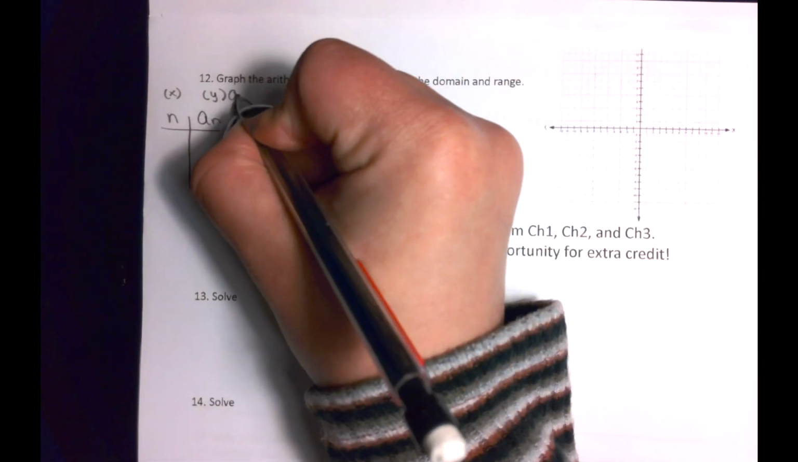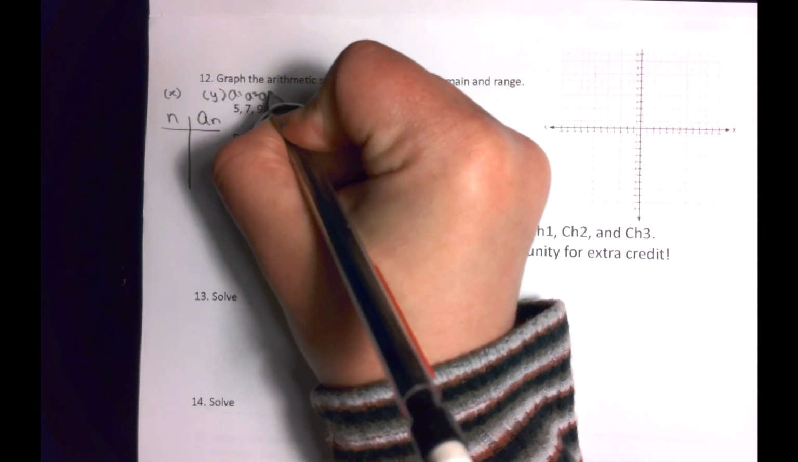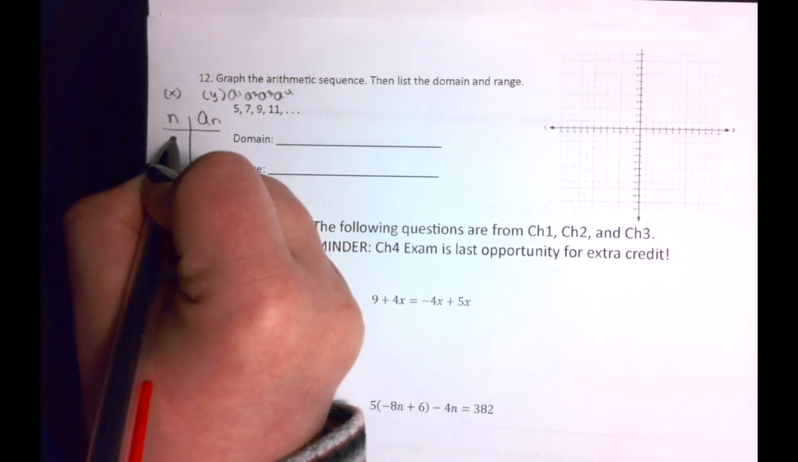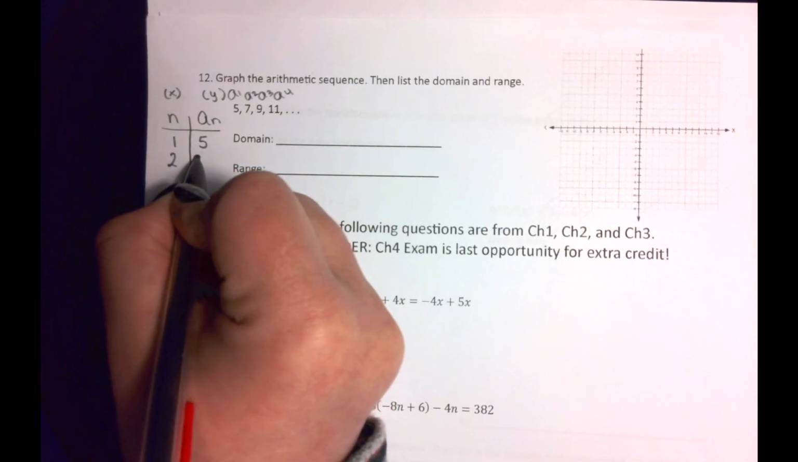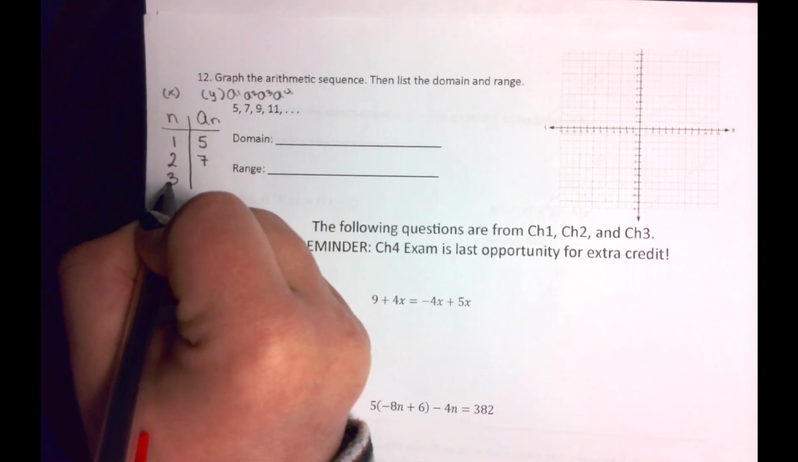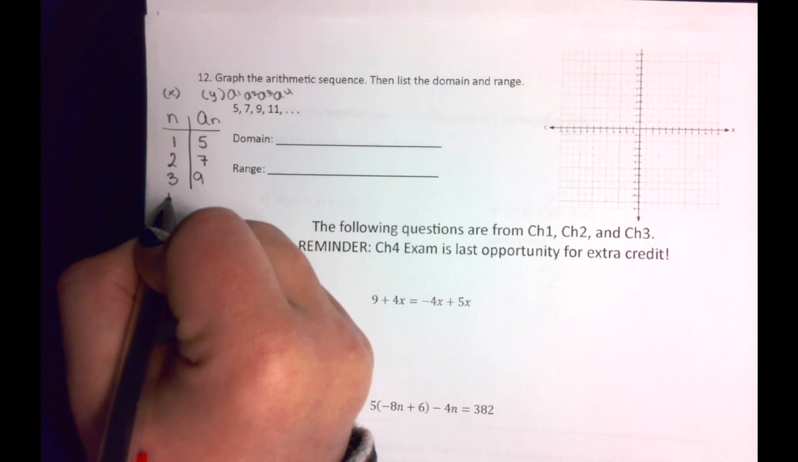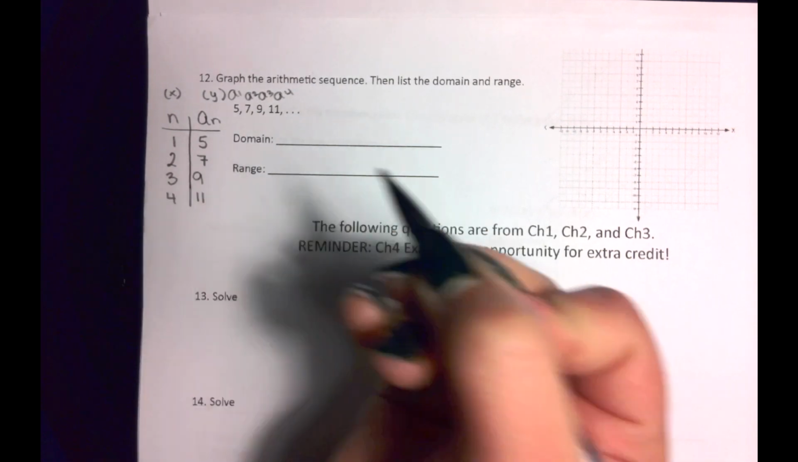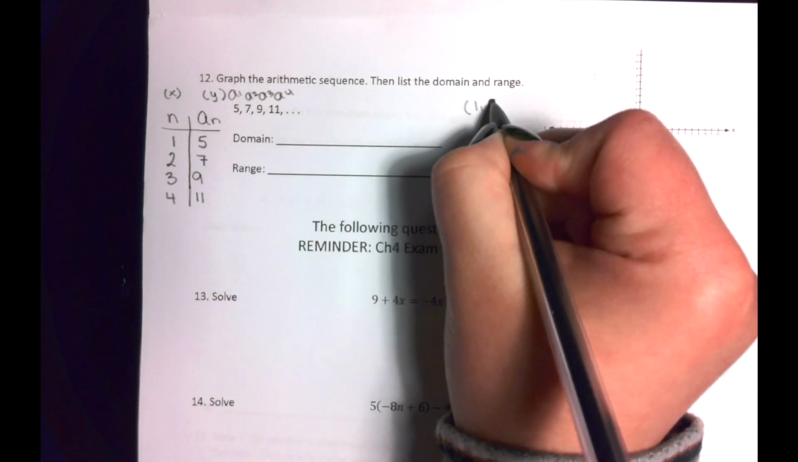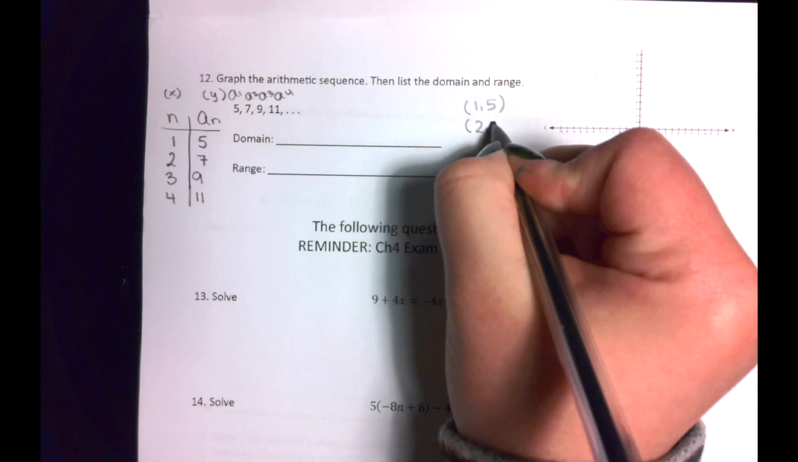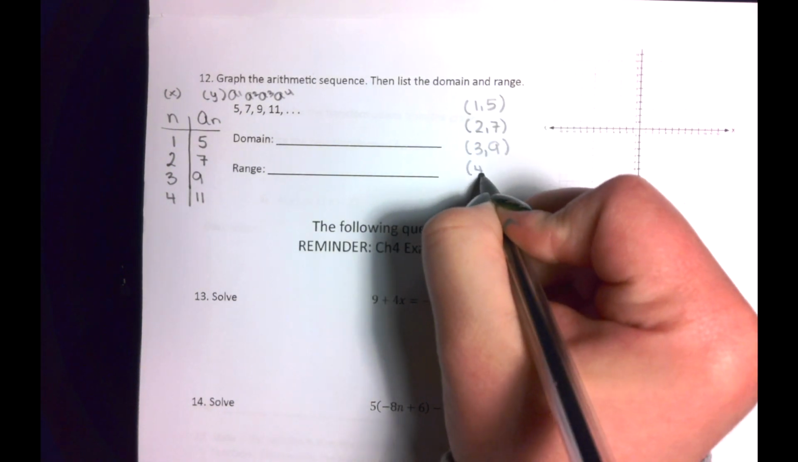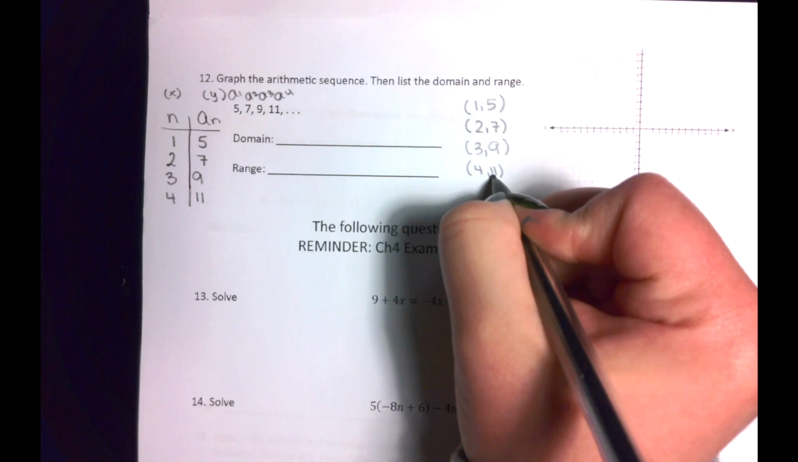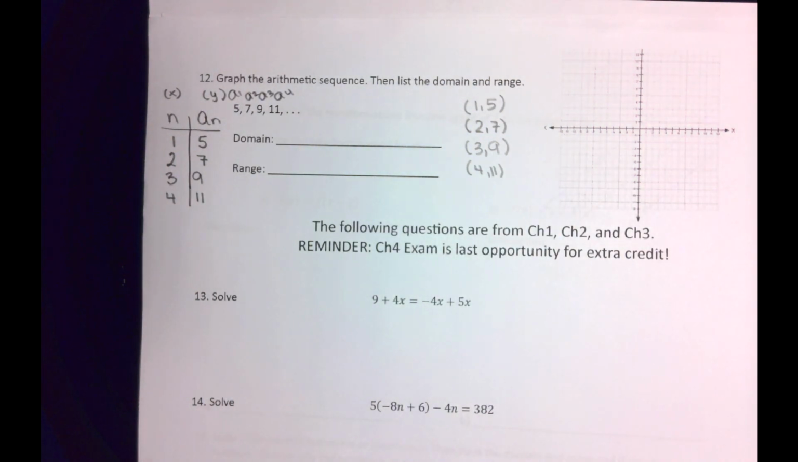So we have a sub 1, a sub 2, a sub 3, a sub 4. In the first position, we have number 5. In the second position, we have number 7. In the third position, number 9. And in the fourth position, number 11. So what you end up getting is points for your graph. Now, these are discrete, so we are not going to be connecting.